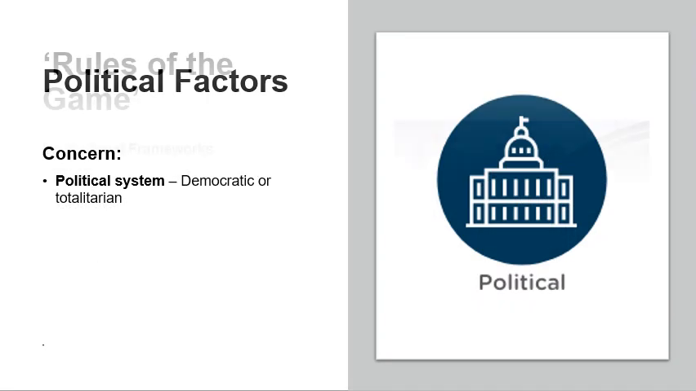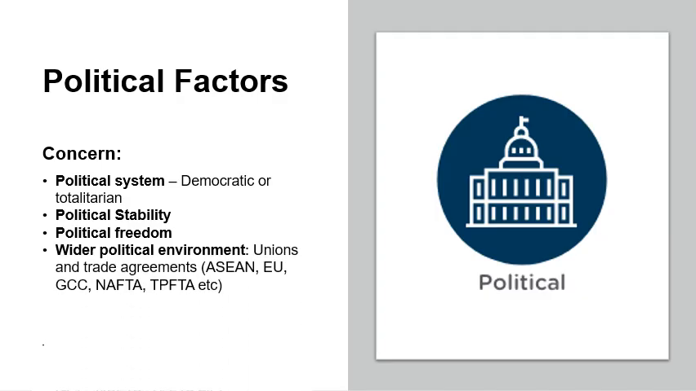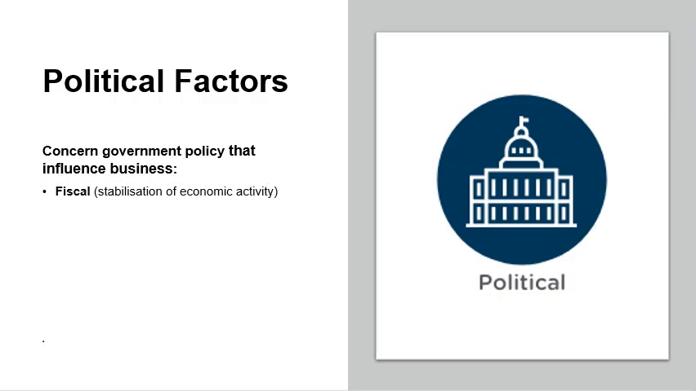Now let's discuss the broad concerns of the political factors. We can look at the system type, the stability, and the wider environment, including international unions and trade agreements that can create opportunities or barriers, such as ASEAN and NAFTA, the North American Free Trade Agreement. These associations can also influence your trade.